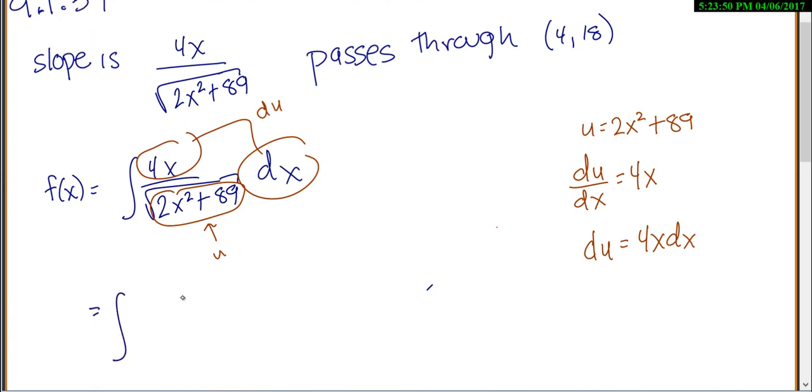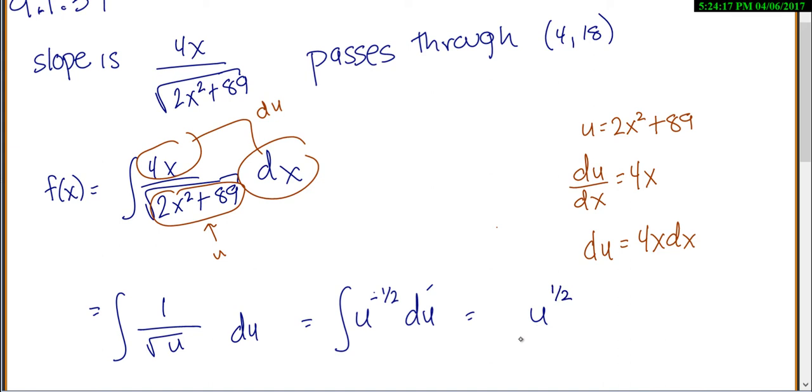So now I have the integral, and instead of this 4x dx, that's just going to be my du. And so then I'm just going to have a 1 over square root, and instead of 2x squared plus 89, I just have u. And this would then just be equal to the integral of u to the negative 1/2 du. Now we can actually integrate. So when you integrate, you add 1 to the power. So negative 1/2 plus 1 is positive 1/2, and you divide by the new power, plus some constant c.